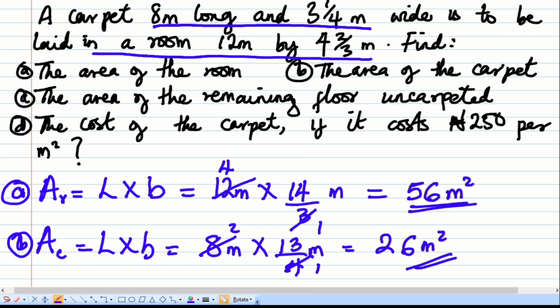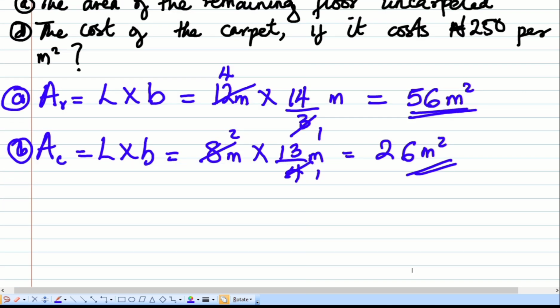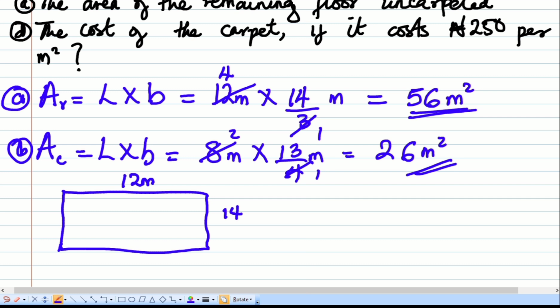Now the next question asks, what is the area of the remaining floor uncarpeted? To get this one, we need to subtract the area of the carpet from the area of the room, right? Let me just put a diagram there. So let's say that this is the room, this is how big the room is. Say the length is 12 meter, while this is 14/3 meter. And then the carpet is laid inside the room. So let's say the carpet covers this portion of the room, something like this.